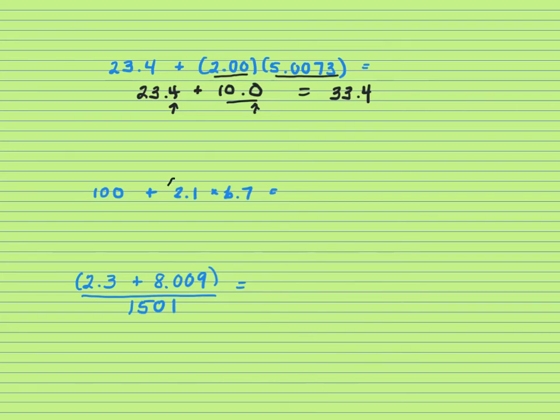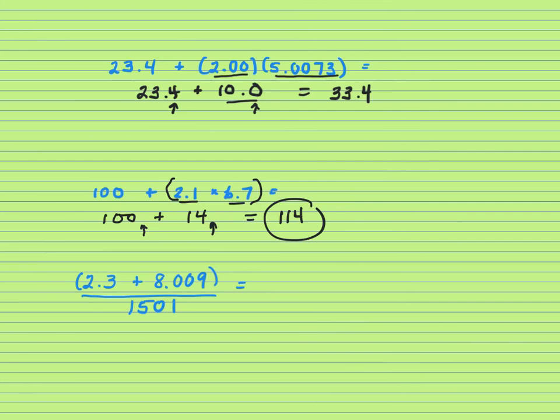Okay, again, I'm going to go ahead and multiply these numbers first. I've got 100 plus, when I multiply this out, I'm going to round it off to 14 because I've got 2 sig figs and 2 sig figs. And now when I add them, there's no digits after the decimal, so I get 114. So that's my final answer there.